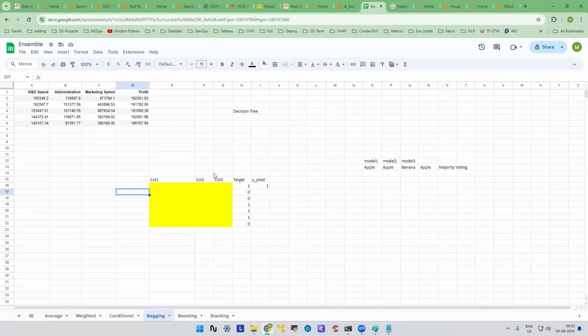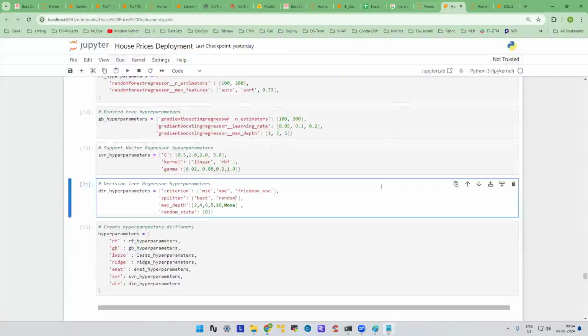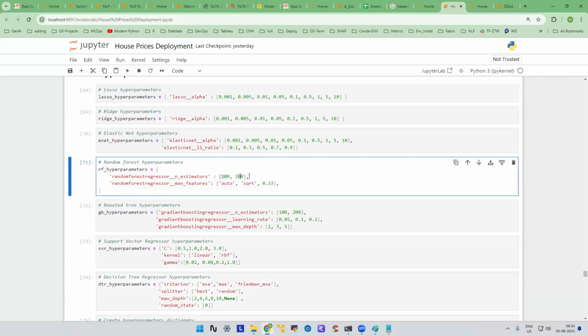It is going to use decision trees to generate the models. Random forest, in fact, is a decision tree, but it's not just one decision tree model. It is a bunch of models. Got it? You can see that n_estimators is 100, 200, right? It means that it is going to generate 100 decision tree models, or it's going to generate 200 decision tree models.